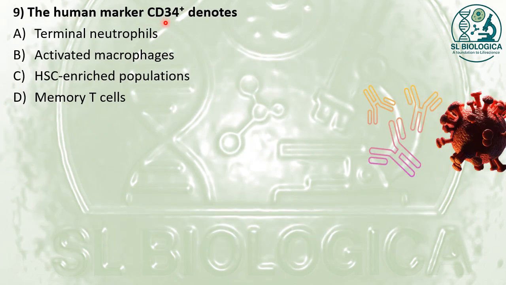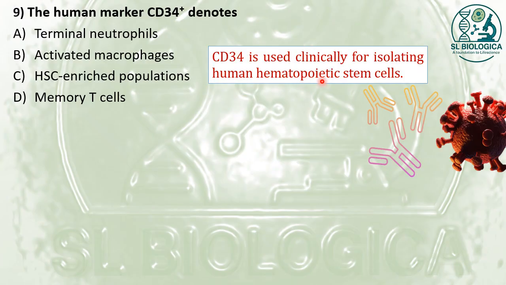The human marker CD34 plus denotes what? So what is actually the CD34 marker? CD represents cluster of differentiation. Actually, CD34 is observed in the hematopoietic stem cells. So this marker is particularly used for isolating the human hematopoietic stem cells from clinical samples.